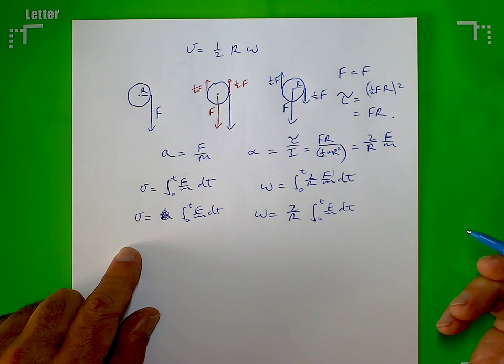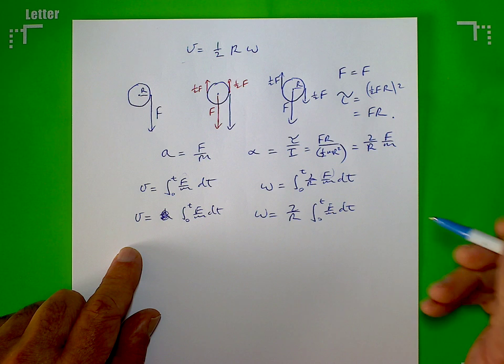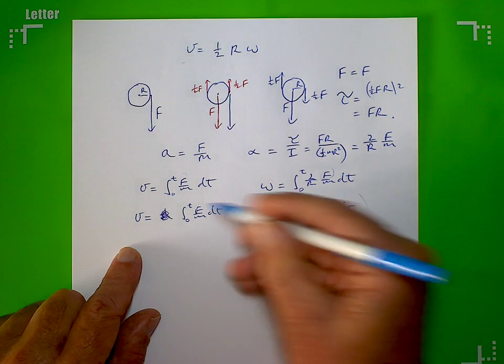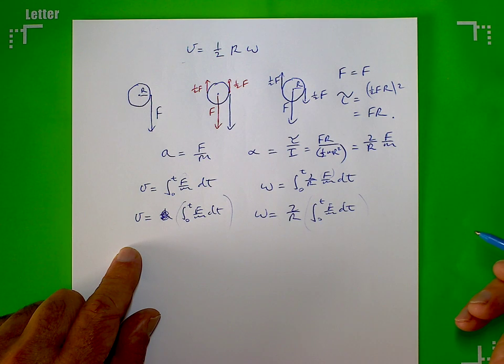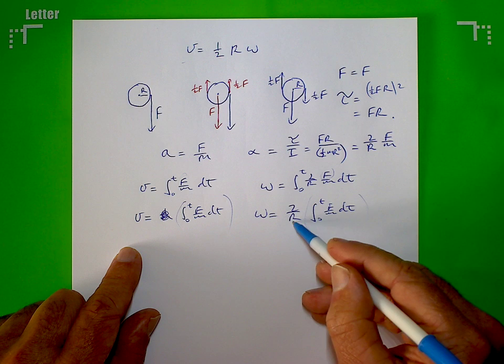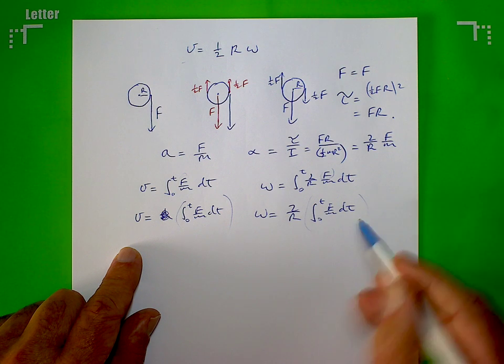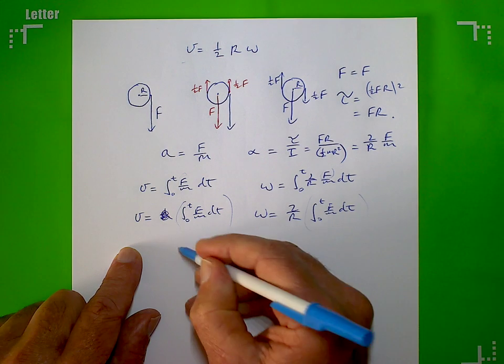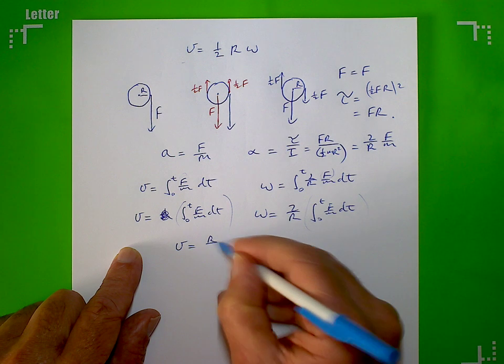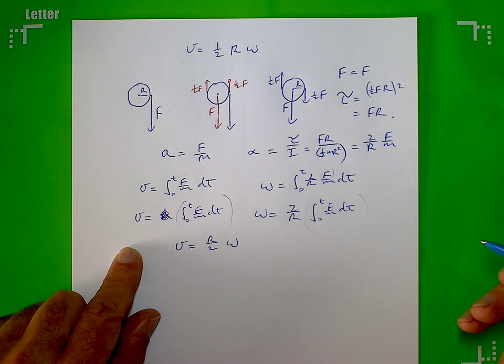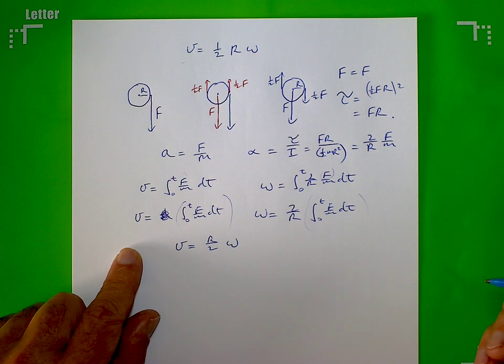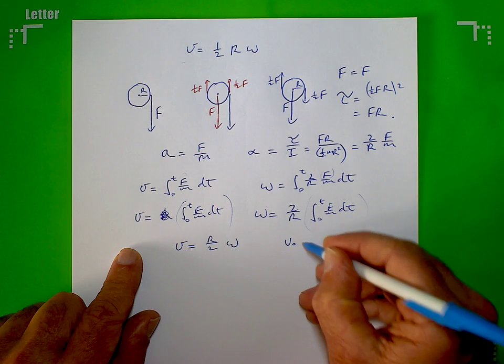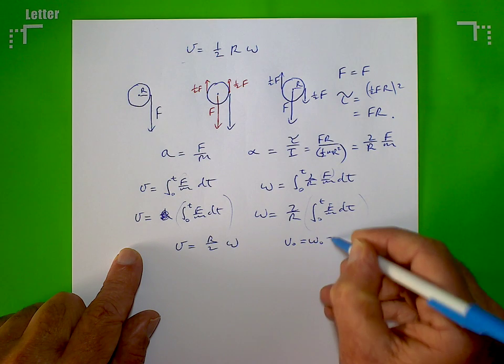And what you can see just by looking is that that is a common term. So omega is just 2 over R times v, or v is R over 2 times omega. So that's what we get. It's very straightforward, and it doesn't rely on the force being constant. It does rely on one thing. It relies on v naught equals omega naught equals naught.